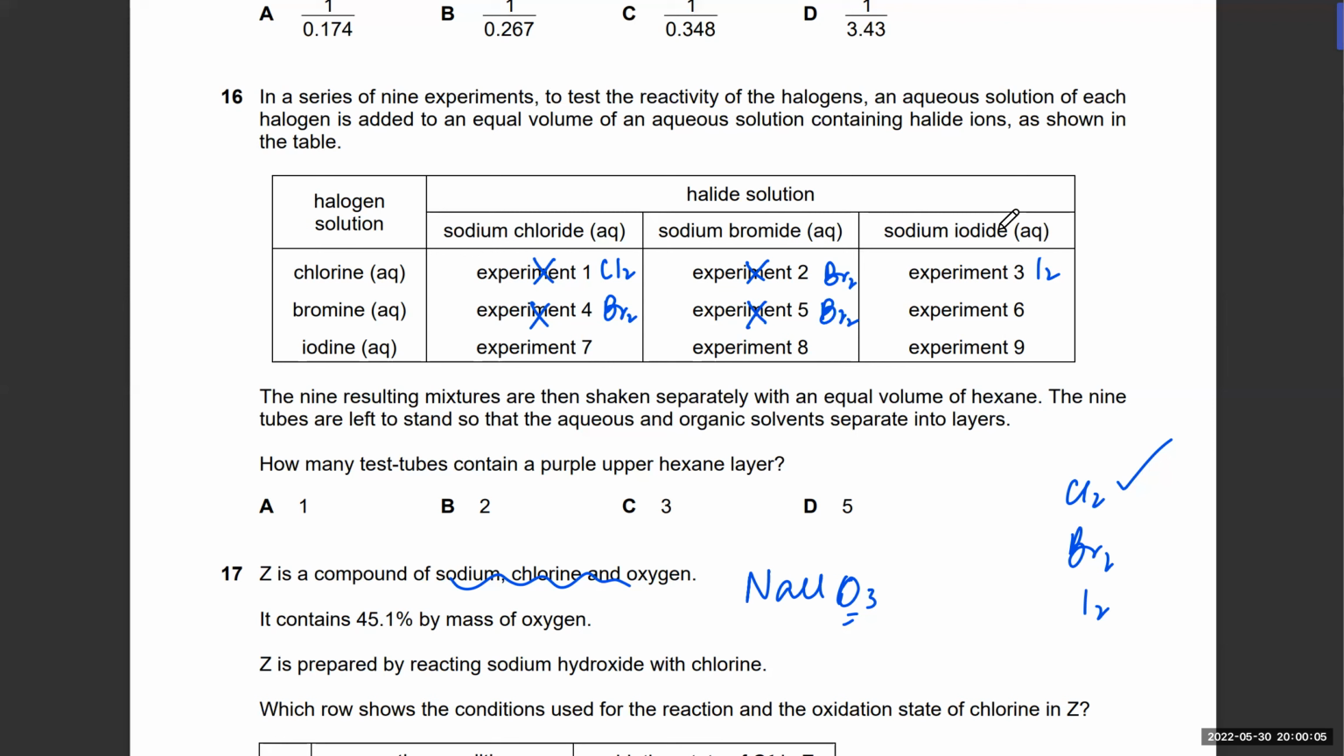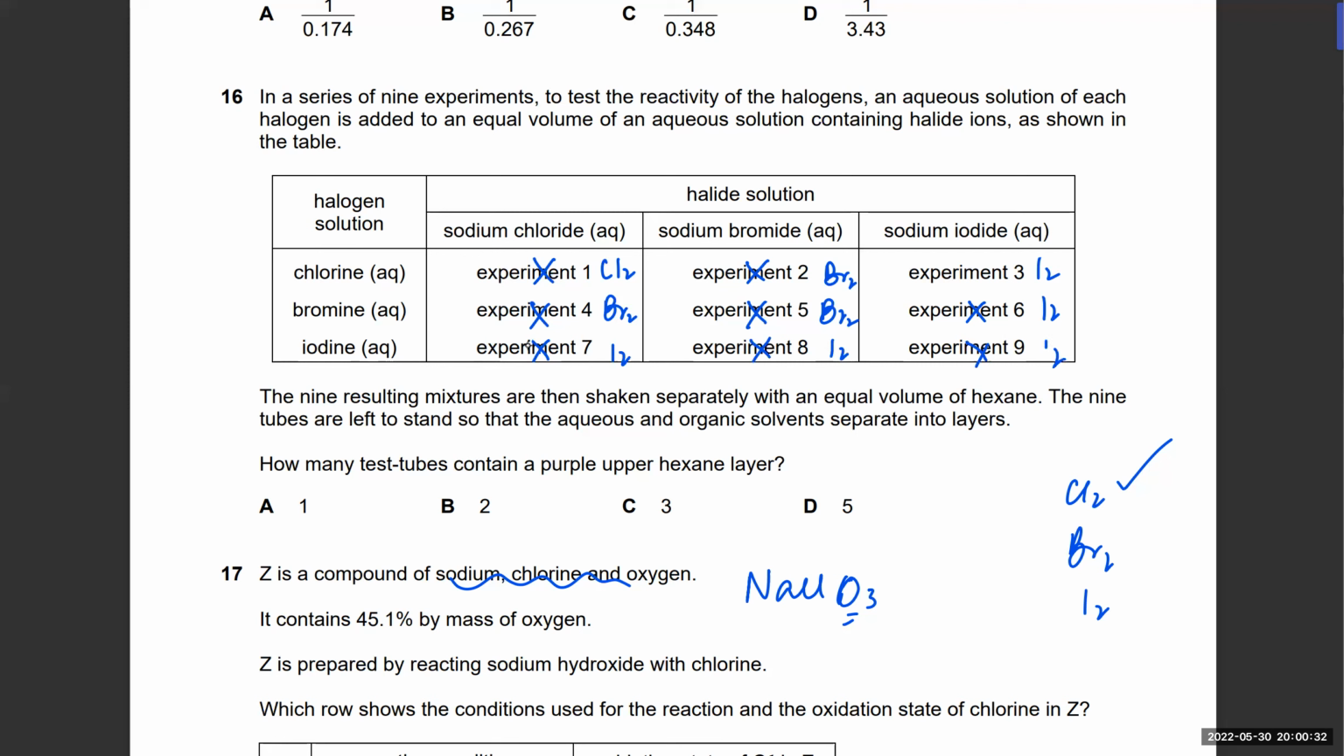Bromine with NaI, will there be a reaction? Yes. Iodine will get displaced. So the bromine will go away, it will displace iodine, right? As the next one, you've got iodine, and it will not have any reaction with any one of them. It's the least reactive. So you add iodine, iodine remains, every time, no reaction.